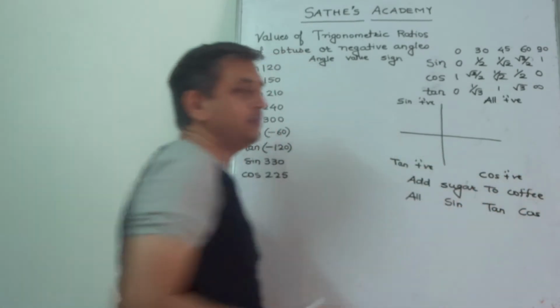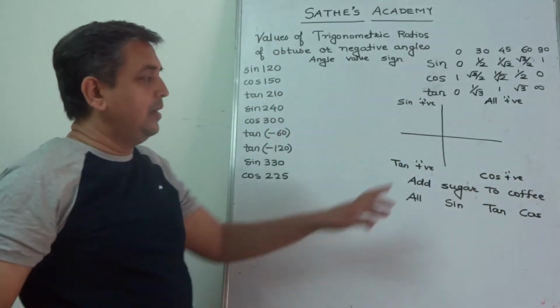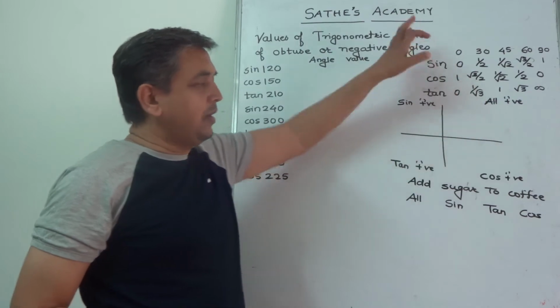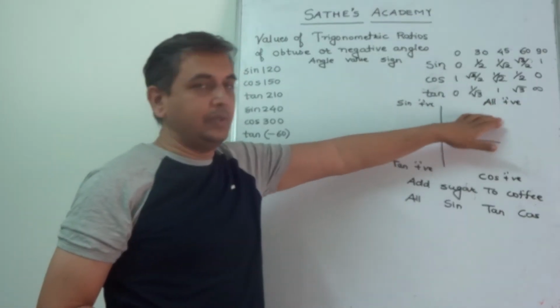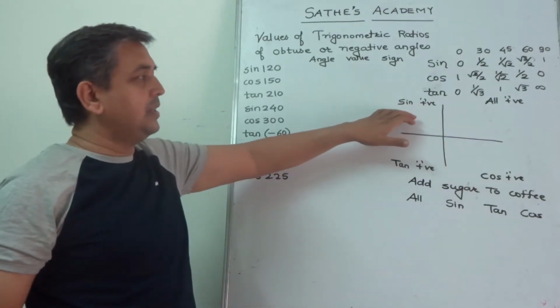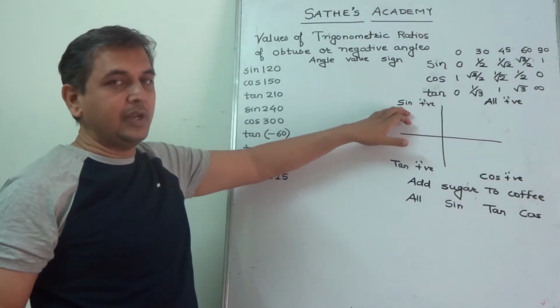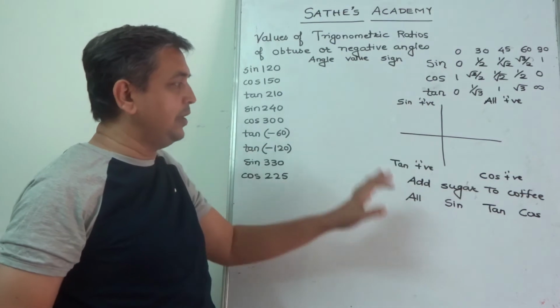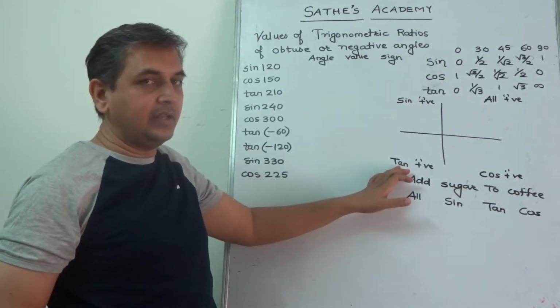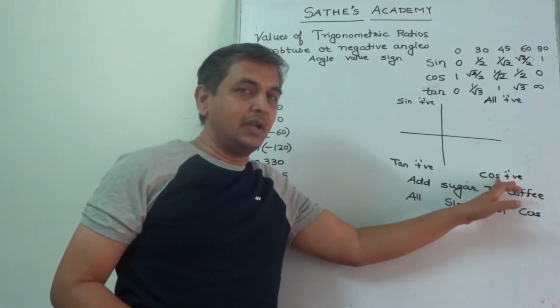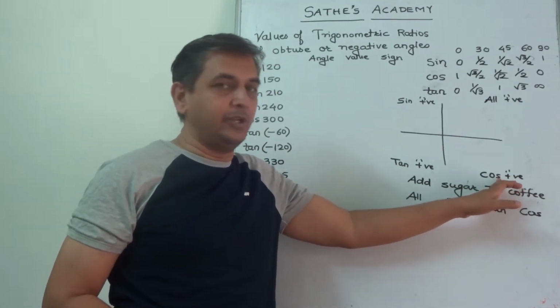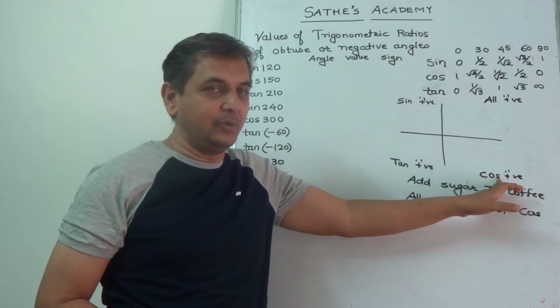So this is the first step. All, that is all trigonometric ratios, sine, cos, tan, cosec, sec, cot will be positive in this first quadrant. In the second quadrant sine is positive and its reciprocal cosec will be positive. Here tan and its reciprocal cot will be positive and here cos and its reciprocal sec will be positive, other ratios will be negative.